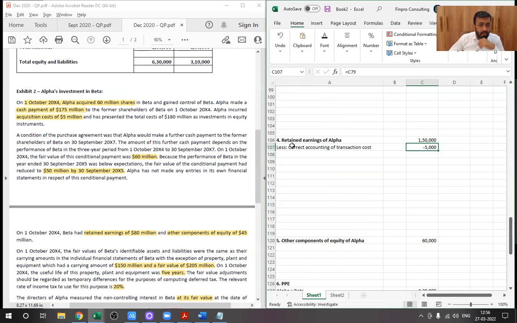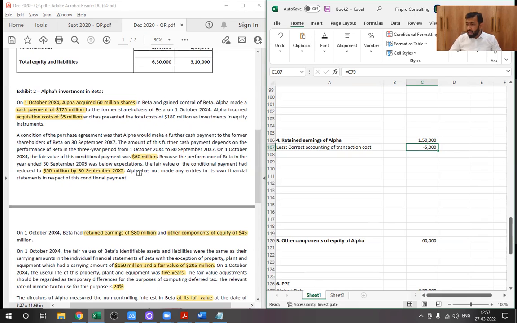Subsequent information, conditional payment. That conditional payment is payable on 30th September 2027, that is after 4 years of acquisition, still after 2 years. We are on 20x5. After 2 years, it is payable. So we have not created any kind of liability for that. Have you seen any liability for this? No. On 1st October, the fair value of conditional payment was 60 million. Because performance of Beta was degraded, the fair value became 50 million instead of 60 million.